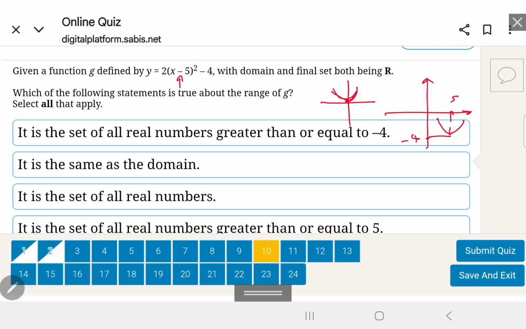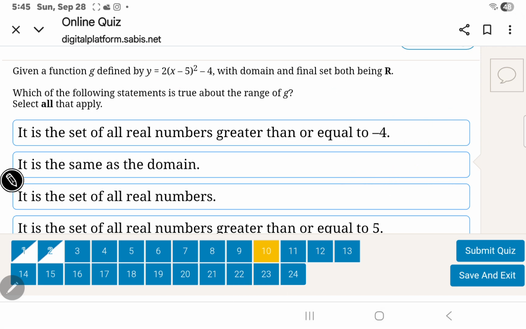So that's the function. Now the range is the y values, the y-axis. You can notice easily that the range is y greater or equal -4. It opens up because here the sign is positive. So the parabola opens up because the sign in front of the 2 is positive. The range of the function is y greater or equal -4, the range is the y values. So that's the option you have to choose.